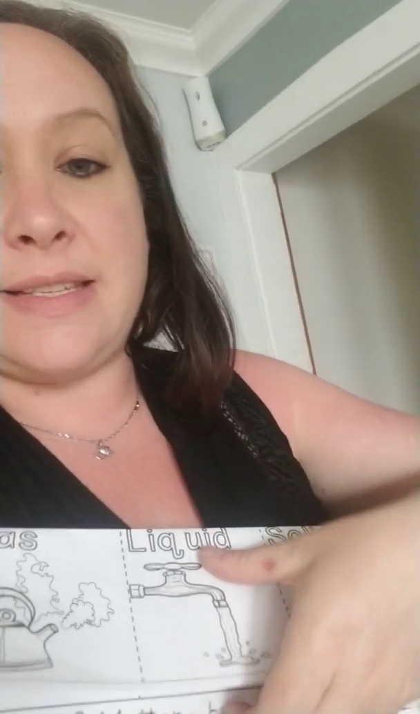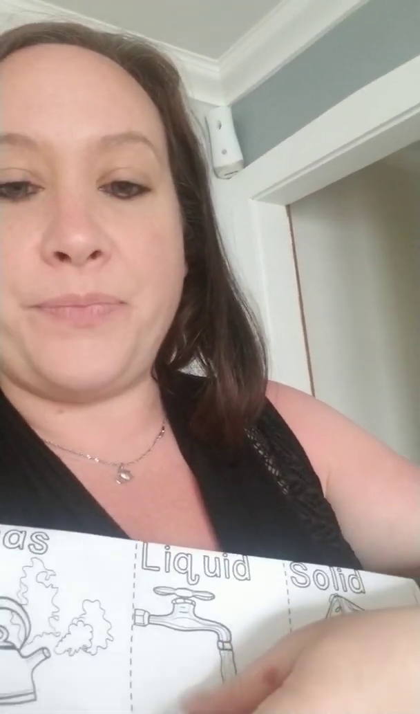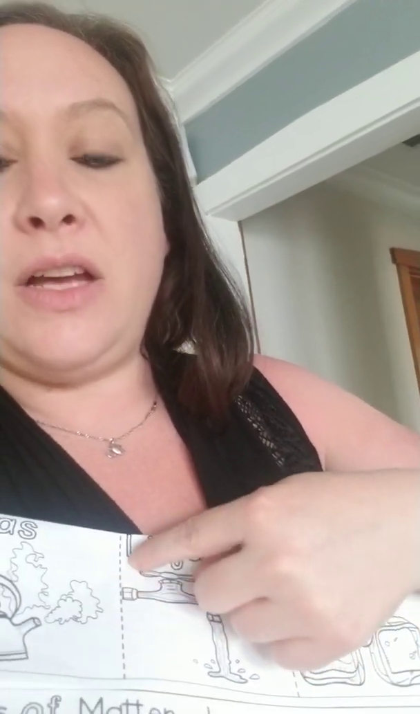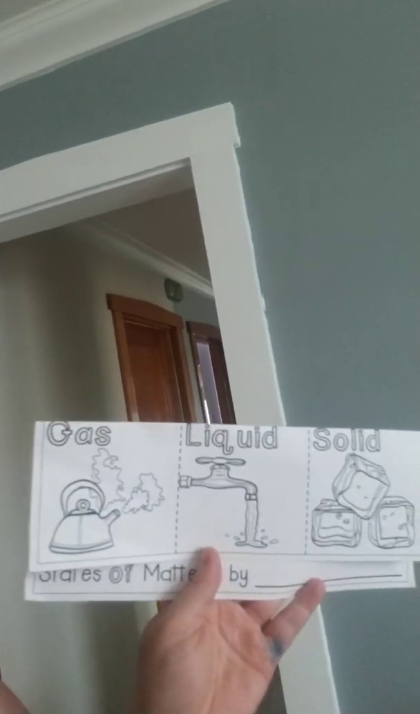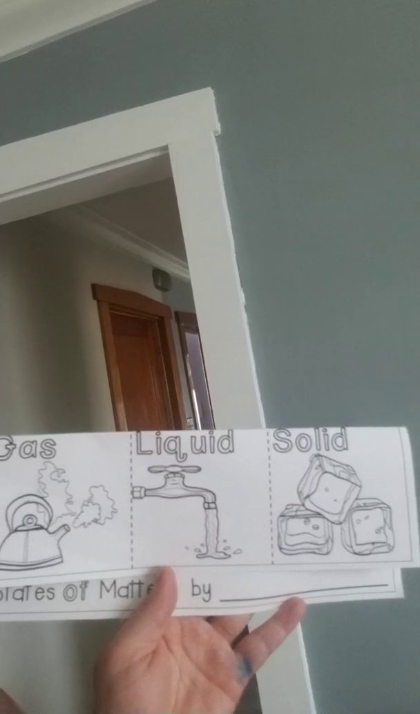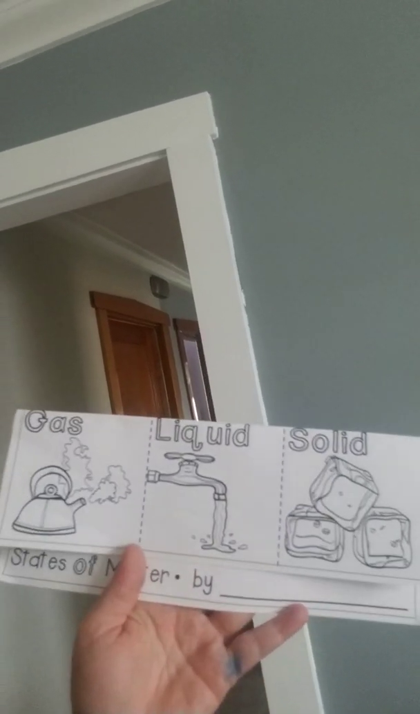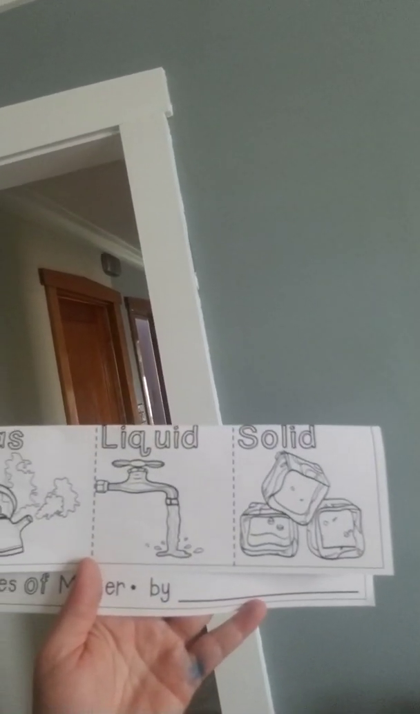You will see that this top part flap opens up. You're going to need to take scissors and cut on the dotted line just on this top flap so that each window will open on its own. You need to color the pictures on the cover. Write your name at the bottom. States of matter book by, and write your name.